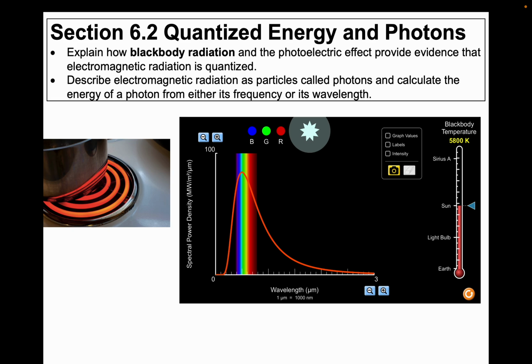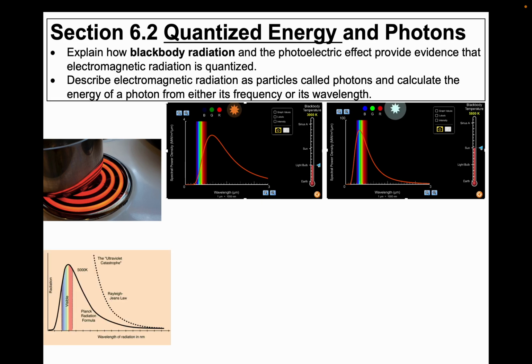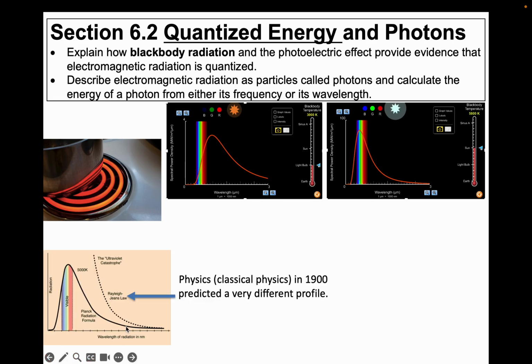This is the profile of a particular object, as its temperature changes, of the energy that it emits across the regions of the electromagnetic spectrum. This over here shows the data. Okay, this dark line matches what the simulation showed.